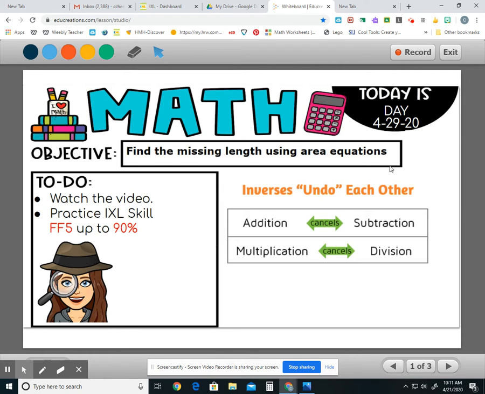Today, I want you to remember about inverse operations, that addition cancels out subtraction and subtraction cancels out addition. Same thing, multiplication cancels out division and division cancels out multiplication. So let's try our first problem.